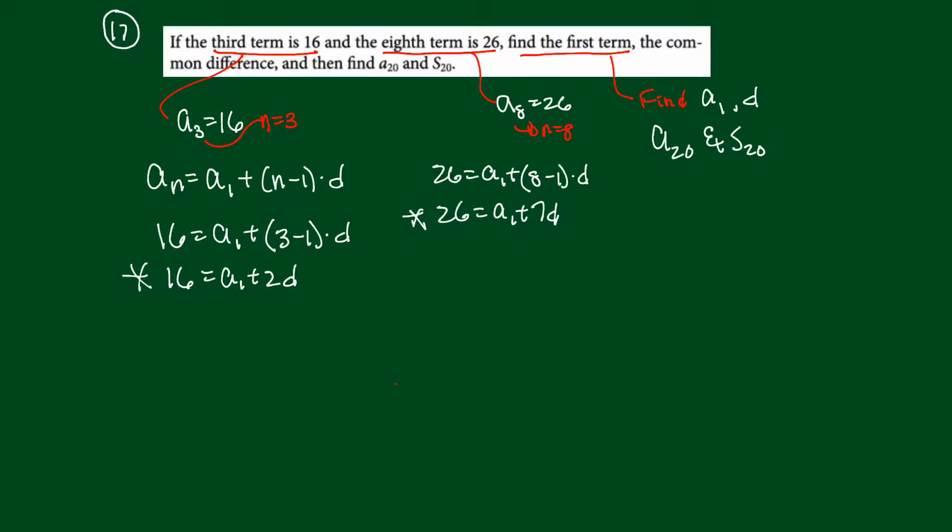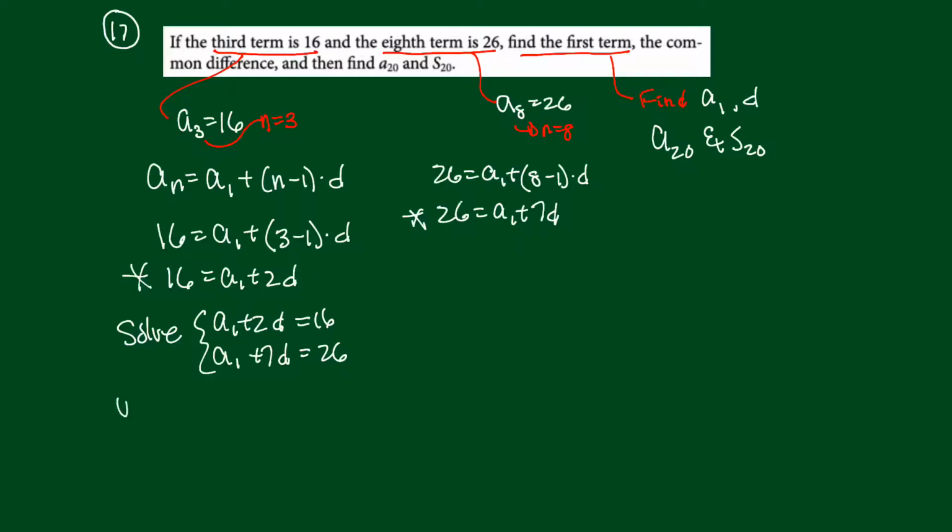Some progress. What I've got now is two equations, two variables, so I know what to do here. I'm going to solve this system. I'll rewrite it this way: a1 plus 2d equals 16, and a1 plus 7d equals 26. This takes us all the way back to section 2.1 where we were solving systems of equations. I could do this by pencil, or I can go to Wolfram Alpha, which is what I think I'll do.